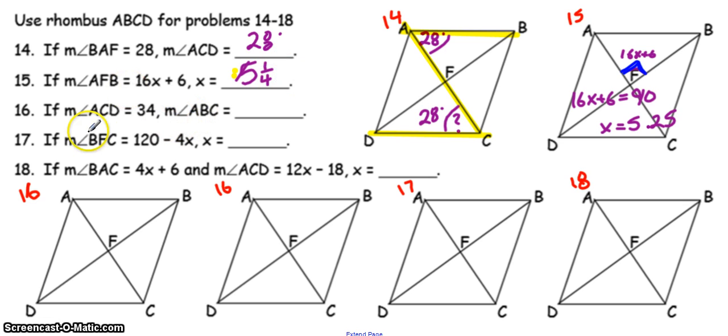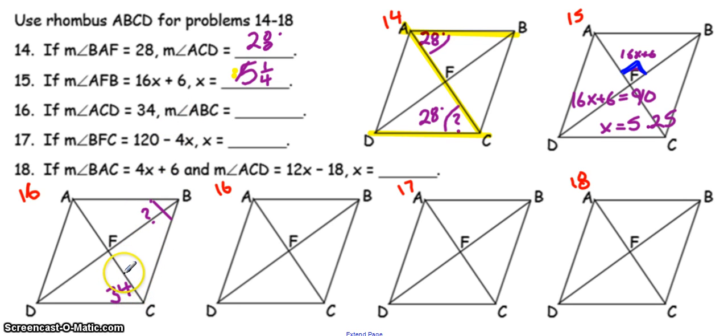For question 16, the measure of angle ACD is 34. ACD is 34 degrees. You need to find the measure of angle ABC. So this whole angle right here, you need to know. All right, how are we going to do that? Well, there's a few options you can take.